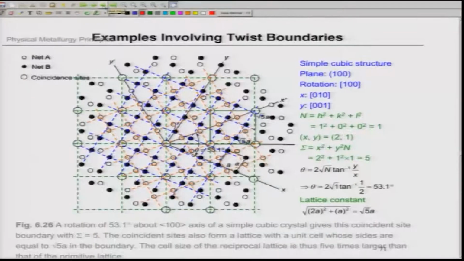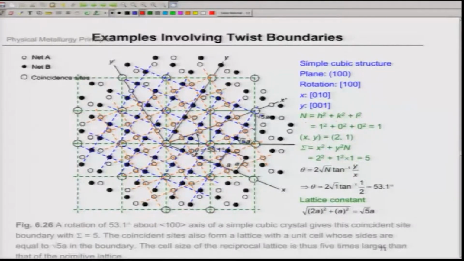Fine, an example of a twist boundary. Let me give you an example of how the relationship can be used. First, let us look at the right side. If I consider a simple cubic structure and consider a 1 0 0 plane, the axis perpendicular to it is the 1 0 0 axis, and x and y will be the 0 1 0 and 0 0 1 axes. They are given in a slightly different way. You can define x and y depending on your use, but they have to be perpendicular to the 1 0 0 plane.